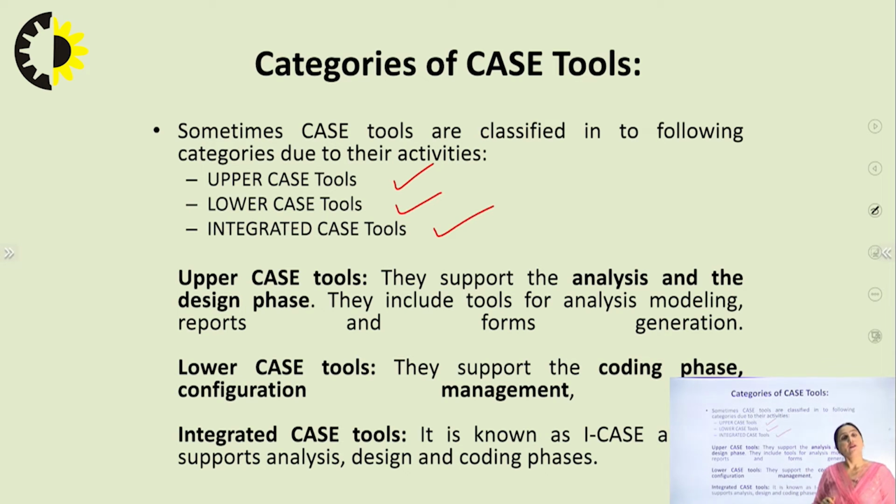Now, what are upper case tools? They are the tools that basically support the analysis and the design phase, right? So, those tools which support the analysis and the design phase are called upper case tools. They basically include the tools for analyzing, modeling, reporting, and the generation of forms.